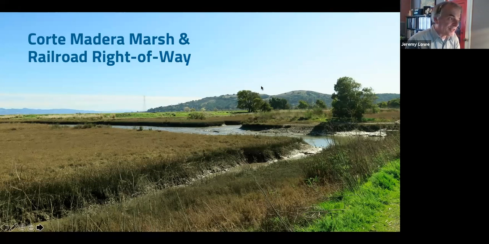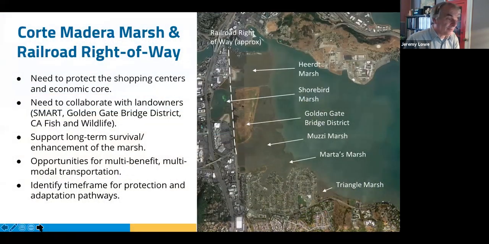The town has no actual direct interest in the marsh. However, it is adjacent to the town. And as sea levels rise, the marsh, along with the rest of the bay, will start advancing towards the town. So it's something to pay attention to. Next slide. The railroad right-of-way, which is the dotted white line in the map, separates the Corte Madera Marsh from the shopping malls and the economic core of Corte Madera.